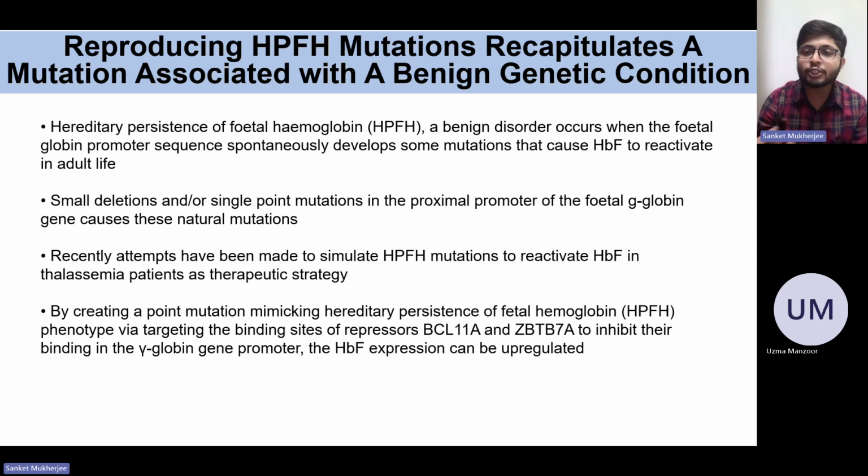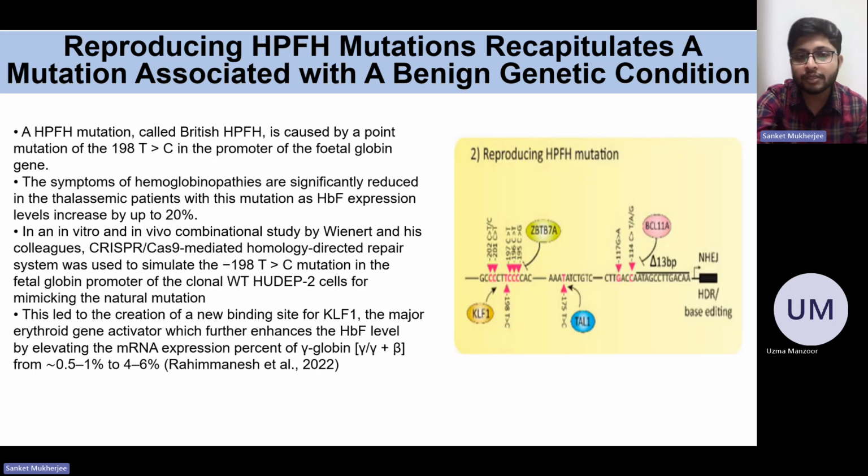So there are small deletions or single point mutations in the proximal promoter of the fetal gamma globin gene that cause these natural mutations. Recent attempts have been made to simulate these mutations to reactivate fetal hemoglobin in thalassemia patients as a therapeutic strategy. By creating a point mutation mimicking the hereditary persistence of fetal hemoglobin phenotype, via targeting the binding sites of the repressors BCL11A and ZBTB7A to inhibit their binding to the gamma globin gene promoter, the HbF expression can be upregulated. So let's see how that works.